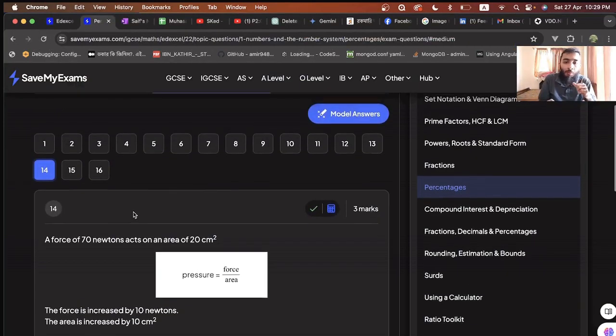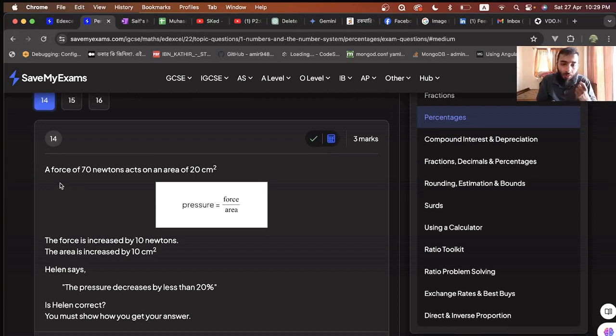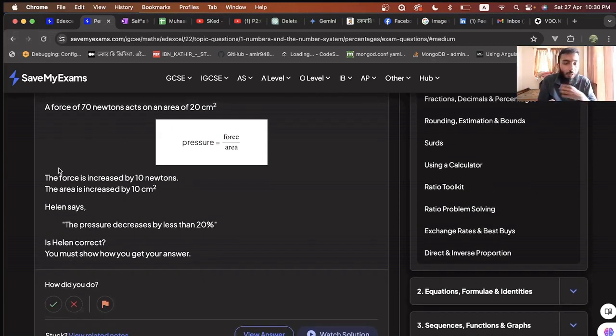I'll now focus on problem number 14, which is a slightly different problem. So let's read the problem. It says a force of 70 Newton acts on an area of 20 centimeters square. So the formula is given. Pressure is force by area. This is a very common physics formula. So the force increases by 10 newtons. Area increases by 10 centimeters square. So Helen says the pressure decreases by less than 20%. So is Helen correct? You have to figure that out.